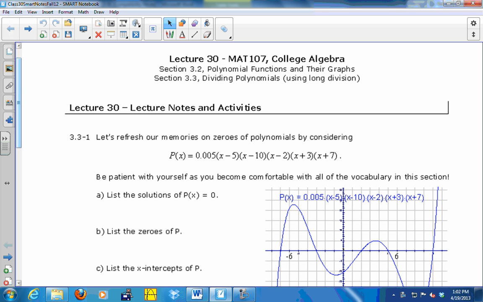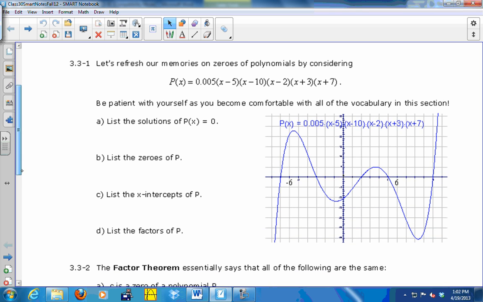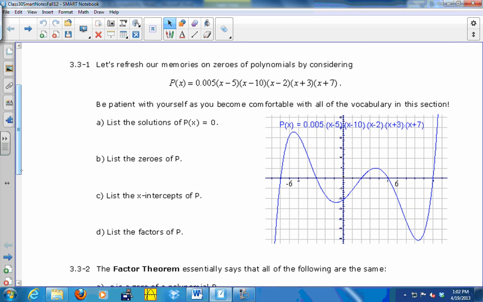Right, so we're on lecture 30. We're going to continue our discussion of polynomial functions and their graphs. So we have this polynomial here, 0.005 times (x minus 5) times (x minus 10) times (x minus 2) times (x plus 3) times (x plus 7). Before I answer these questions about it, first, what is the degree of that polynomial?